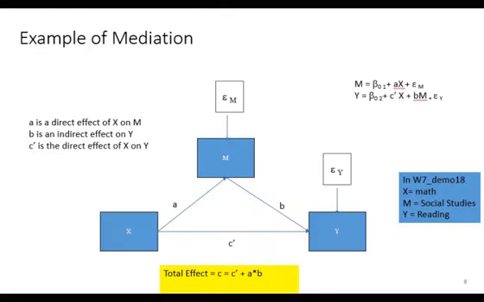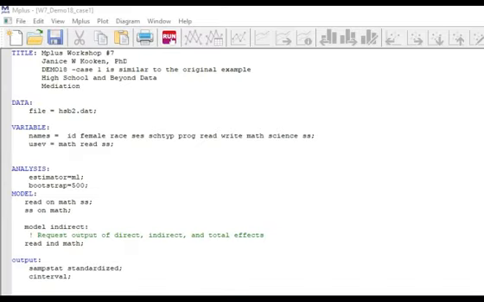So to start off, in demo 18, we are going to be looking at a mediation model where we're looking at the effect of X, which is math, and the scores and how they affect reading scores. And is that mediated through the social studies score? So we talked about this before. Here you can see, I'm not going to go through this in any detail, what the equations are. A is the direct effect, B is the indirect effect, and C prime is the direct effect of X on Y. So here is our Mplus syntax.